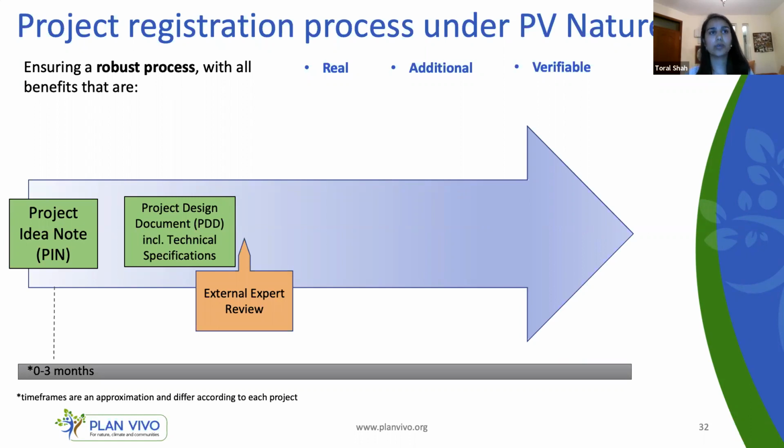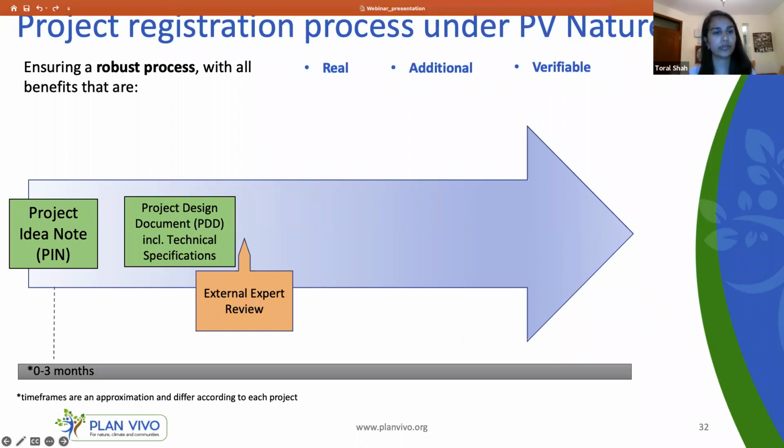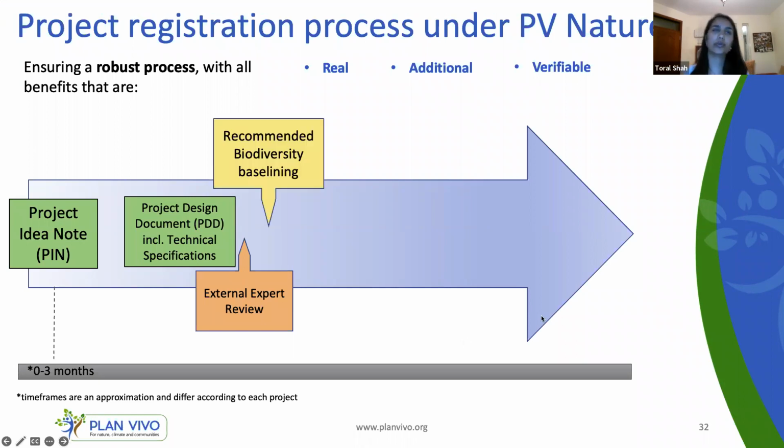Once we have received a complete PDD, the PDD goes out for external review by the review network. And only after that, once all of the technical specifications and the biodiversity metrics and the PDD have been approved, do we recommend the biodiversity baselining. So this process takes anywhere between 6 to 10 months, but sometimes longer.